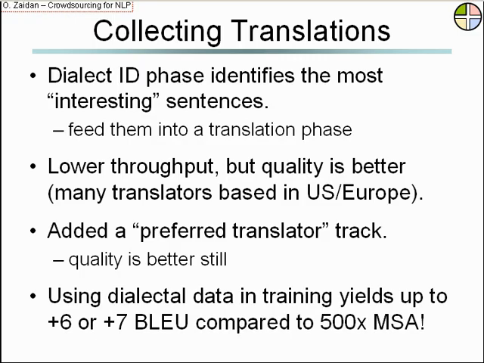And some of my collaborators at BBN performed some of their own translation crowdsourcing efforts, and they found that when you train an MT system on dialectal data, it outperforms an MSA-trained system by 6 to 7 BLEU points, even if that MSA system is trained on 500 times as much data.